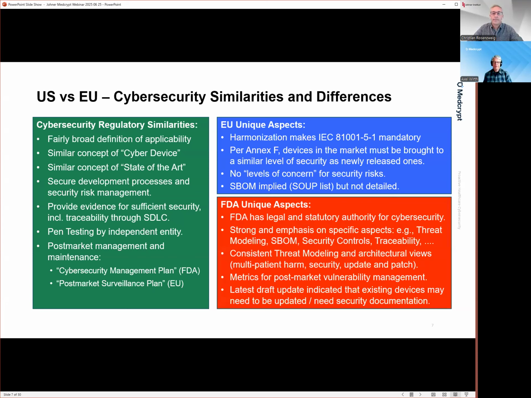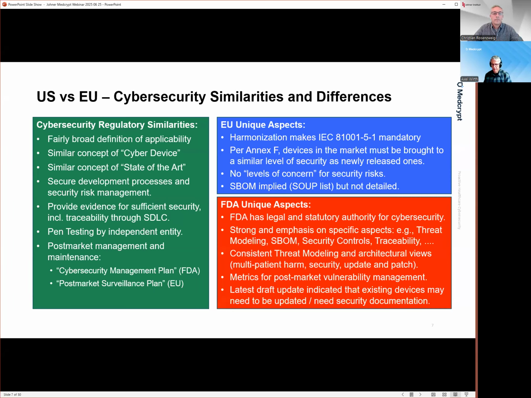Contrasting that with how the FDA looks at it, there are some unique aspects within the FDA. So as I mentioned earlier, FDA as of last year has the legal and statutory authority for cybersecurity. So it is now, from a legal framework perspective, more than just an extension of the quality system in the context of patient safety. It is really a mandate that the FDA has on cybersecurity.